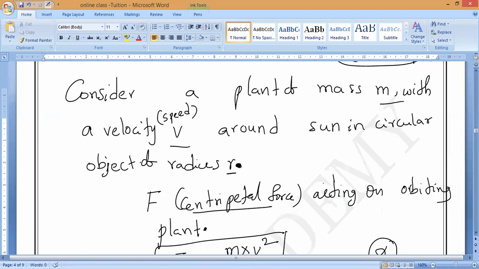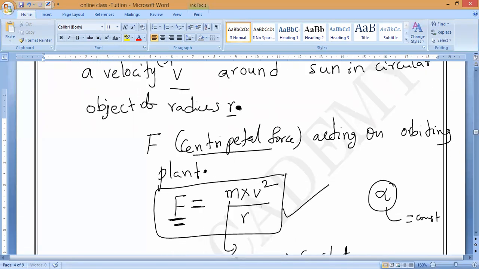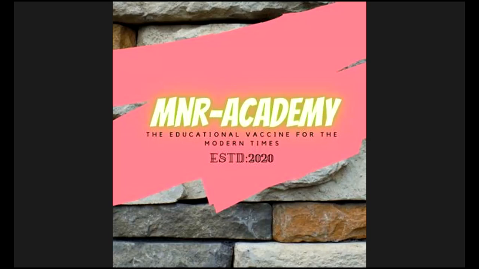This is to calculate the centripetal force. This is the formula you should remember. Sir, will you send this in the group? Yes, I will send it. But everybody should learn and practice this very carefully. Centripetal force, what is the formula? Mass into velocity square by R, where R is the radius of the circle. That is the centripetal force formula. You should remember that.